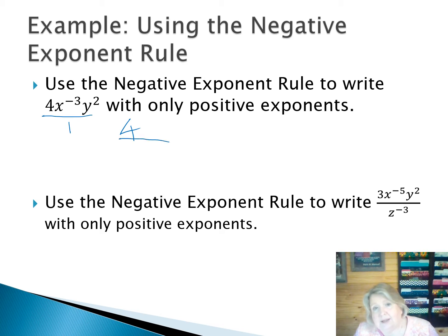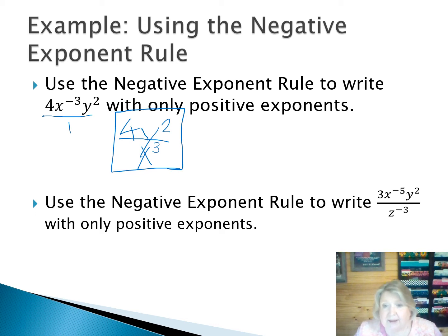X, however, has a negative exponent, so I'm going to drop him down to the denominator and change negative 3 to positive 3. Y has a positive exponent, so he's going to stay in the numerator and keep his positive exponent. So 4y squared over x cubed is my final answer. Not nearly as bad as it looked at the beginning.